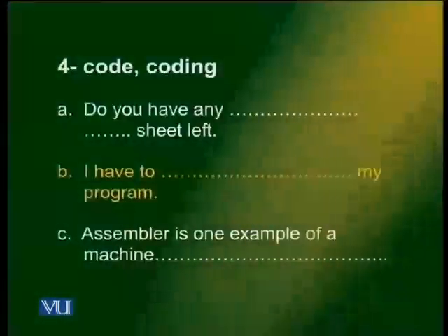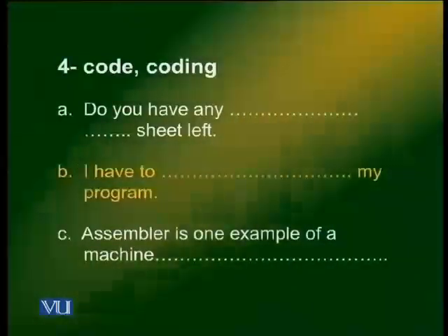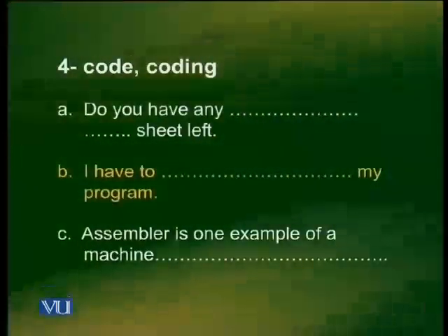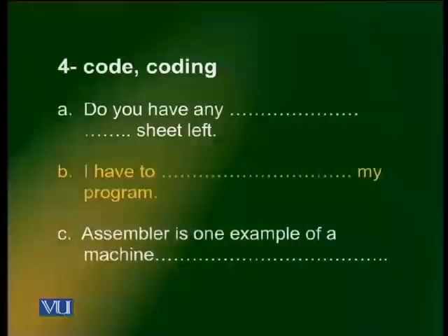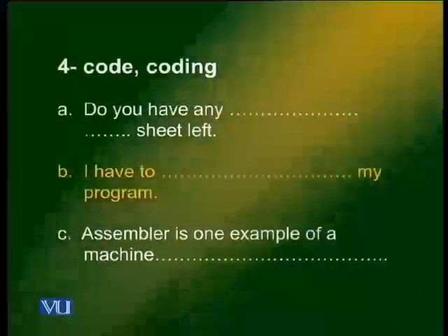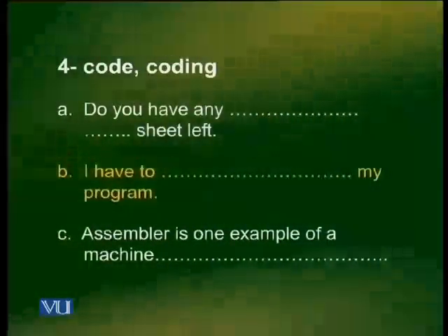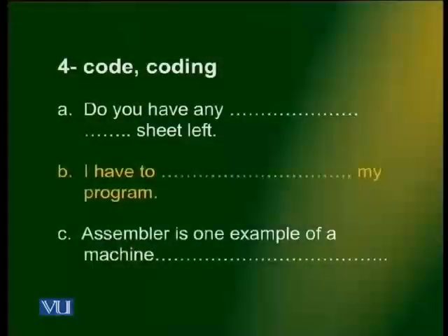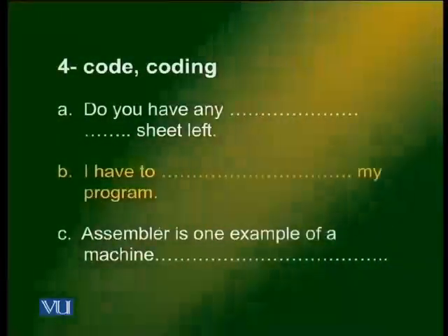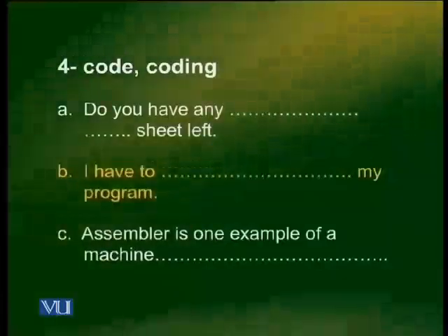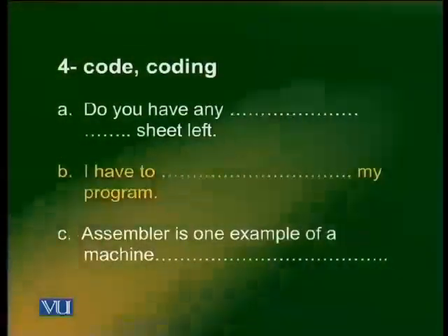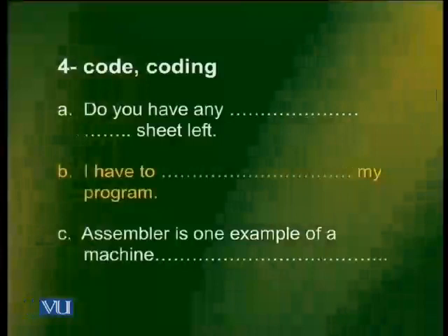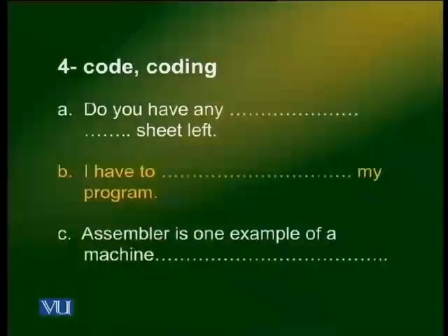Now, the next two words are code and coding. Do you have any coding sheet left? B, I have to code my program. C, assembler is one example of a machine code.